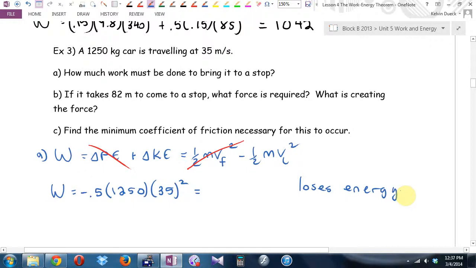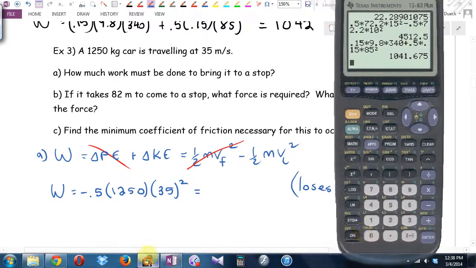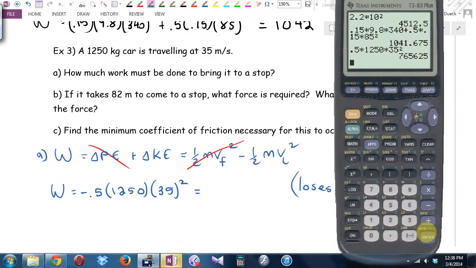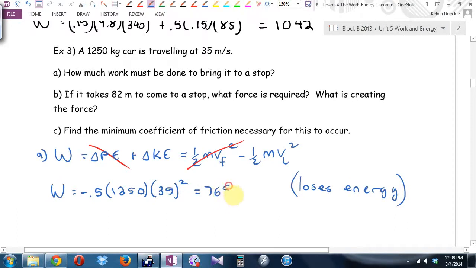Okay. What do you get? How many joules of energy must this car lose? A fair bit. That's why you don't want to get hit by a car, because you'll be absorbing that energy. Do you get 765,625 joules? What did I say? 765,625. Okay.